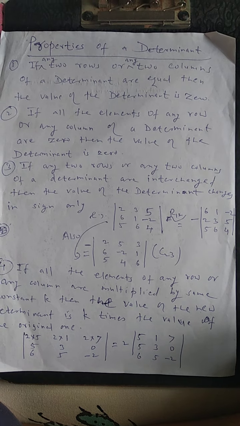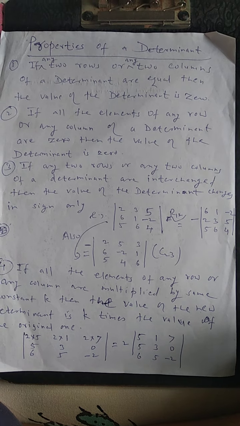Next is the fifth property. If all the elements of any row or any column of a determinant are expressed as sum of two terms, then that determinant can be expressed as sum of two determinants.